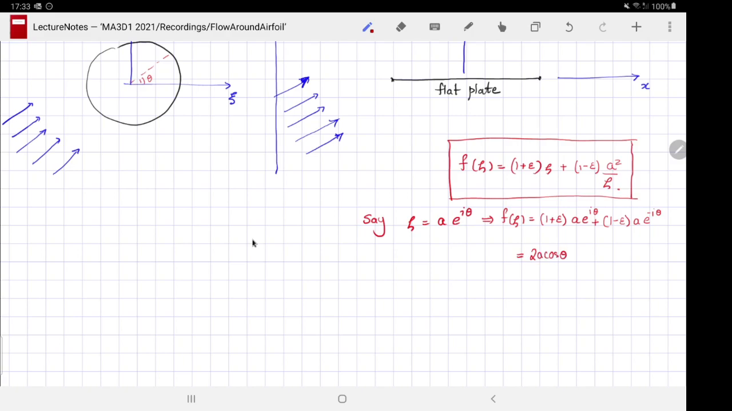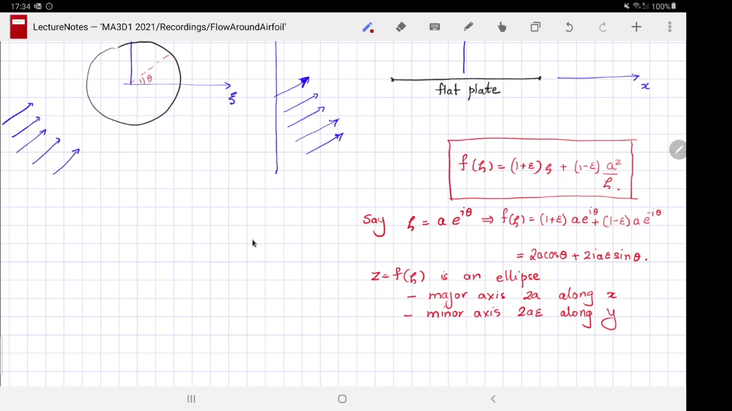And if I take all the terms that are proportional to epsilon, then I get plus 2ia epsilon sine theta. And if you stare at this expression long enough, you will notice that here f of zeta, which is z, is an ellipse with major axis 2a along the x axis and minor axis 2a epsilon along the y axis.